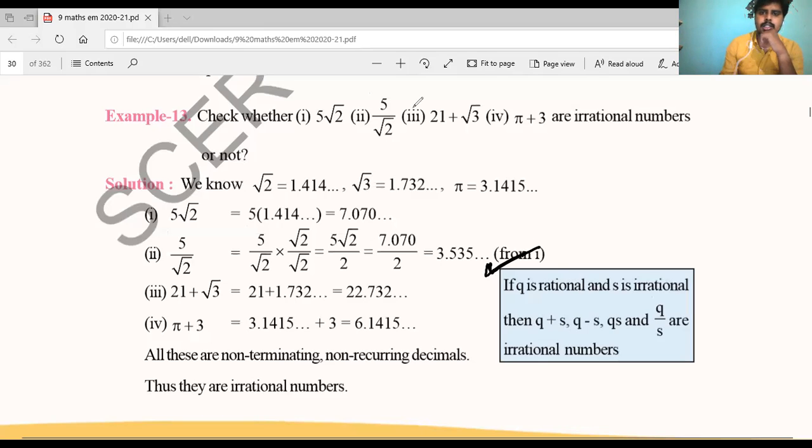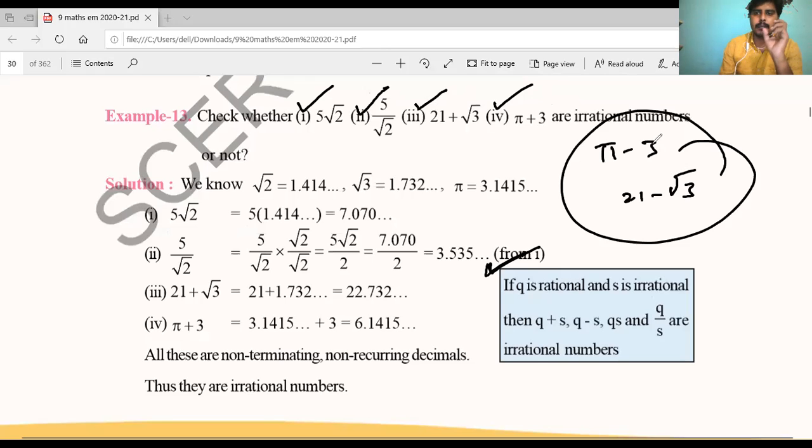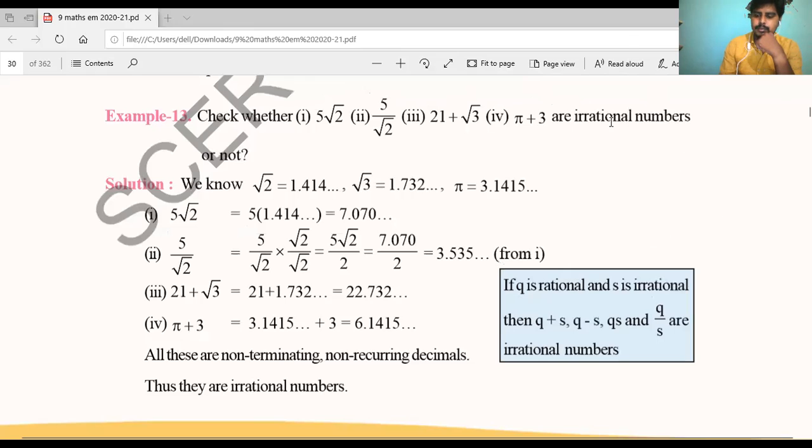Yes, this is the example for that. Here we have multiplied a rational and an irrational number, and here we divided a rational number by an irrational number, and here we added a rational number with an irrational number, and here also adding. So if you take 5 minus root 3, 21 minus root 3, you will get irrational numbers only. This property is very important in multiple choice questions. Okay, clear? Next.